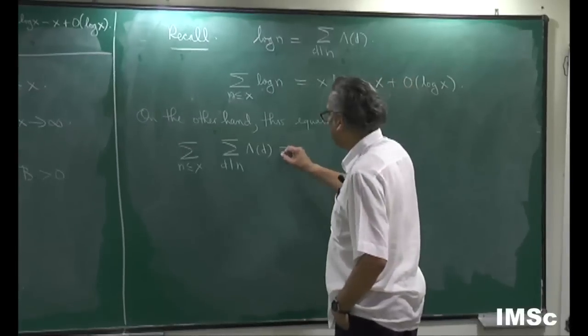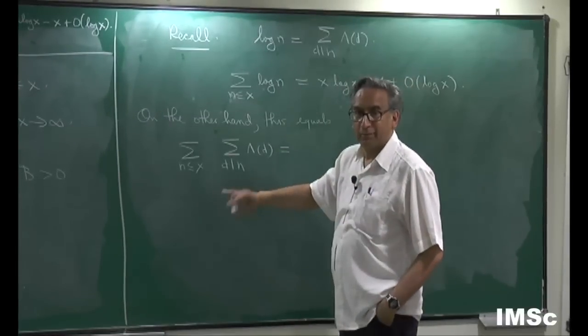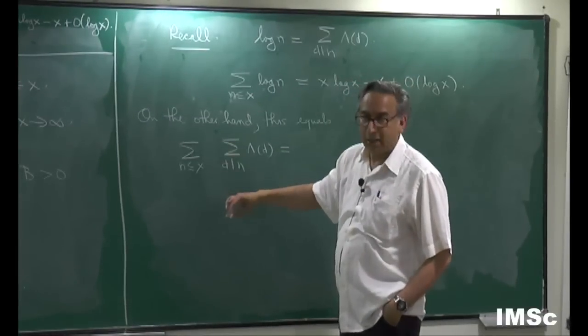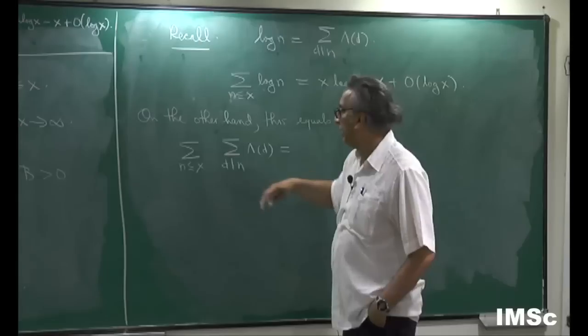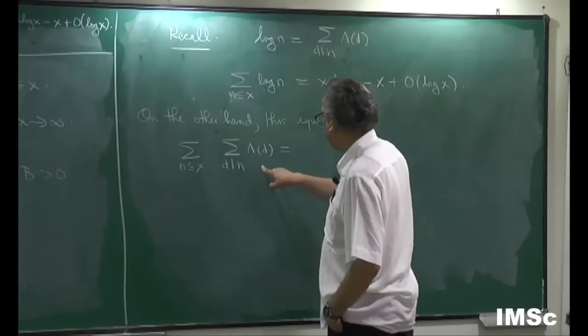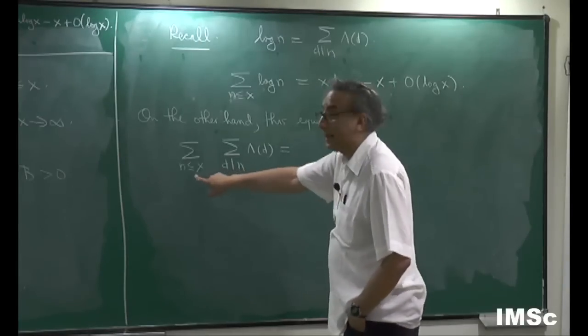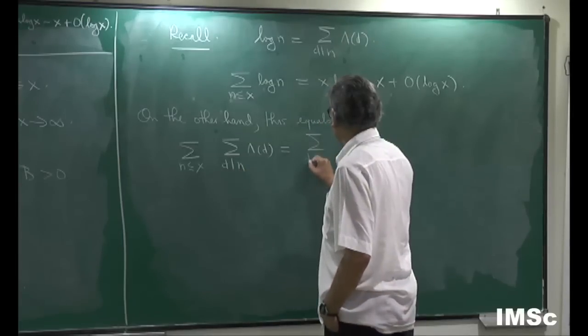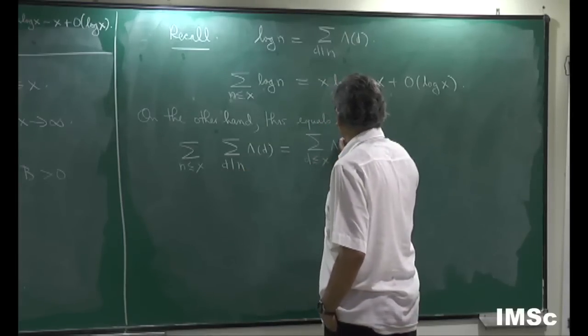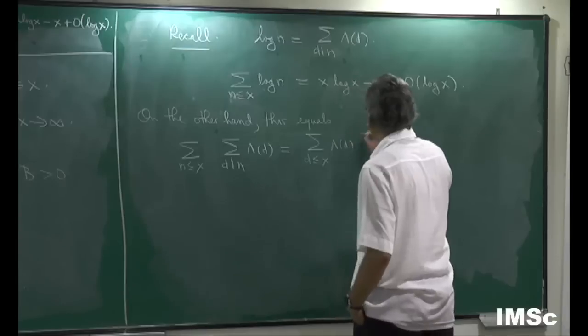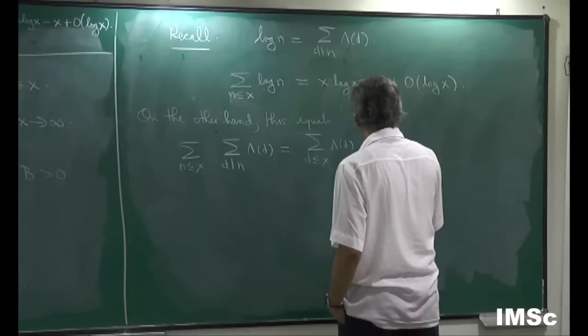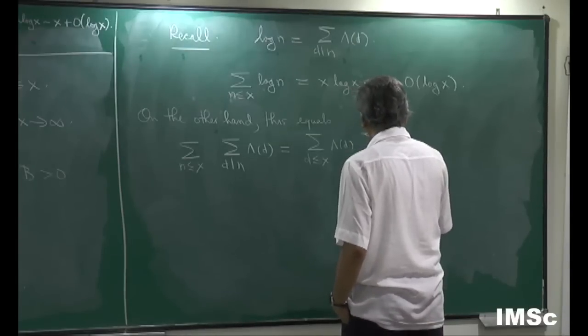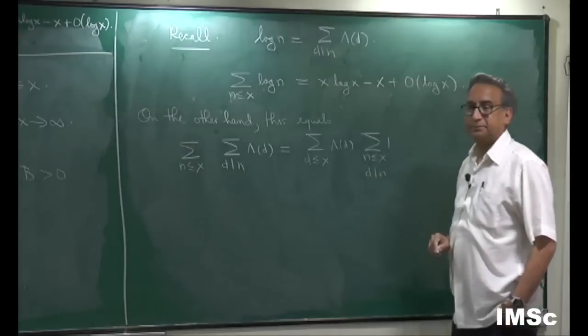And now we interchange summation. Natural thing to do in mathematics when you have two sums, right? If they're absolutely convergent, you can interchange. So d is dividing n and n is less than x, therefore d is less than x. And inside, I'm counting n less than x, d divides n, 1. Right?